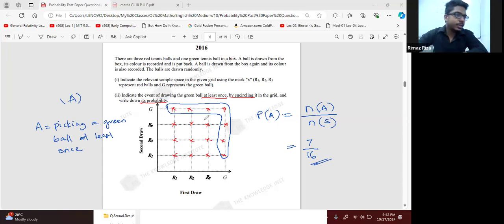G and G, that means in here, this one, someone asking about this point. So in the first draw, you pick the green ball and you put it back. And again in the second draw, you pick the same green ball. So this is included, this will come in the event of at least once. If you pick at least once, then that event also comes. If it's at least once, then it doesn't give a restriction that you can't pick the ball two times. If you pick at least once, then that event will come.